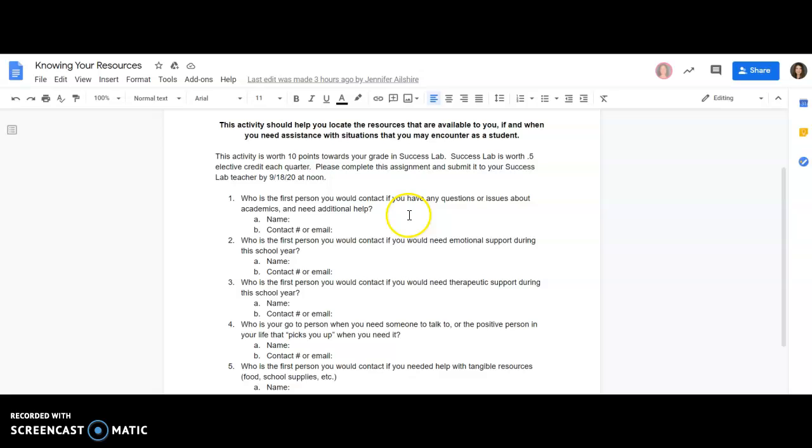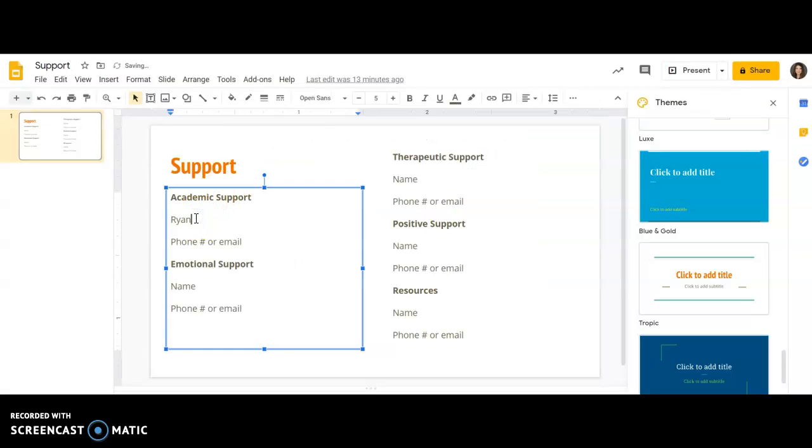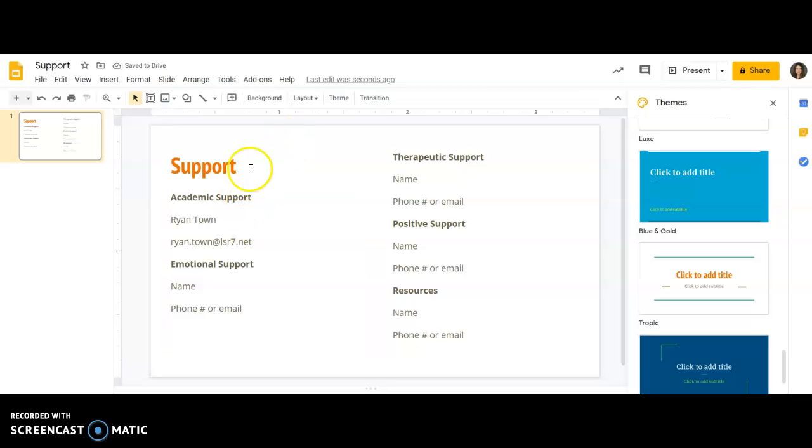So the first one we want you to think about is who is the first person you would contact if you had any questions or issues about academics or need additional help. And we want you to write down their name and either their contact number or their email. So let's say your person is Mr. Town. You would go to him if you had questions. So I would just put his name in there and then his email. So this is the form that you have to go along with this assignment, and I would just put his information in there.